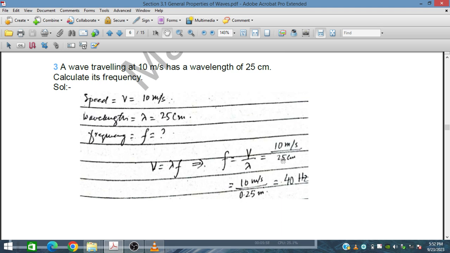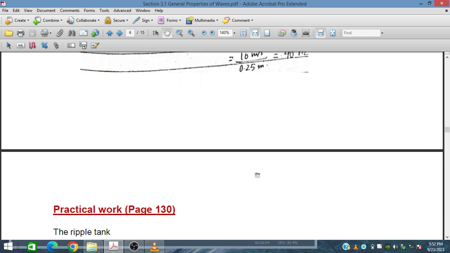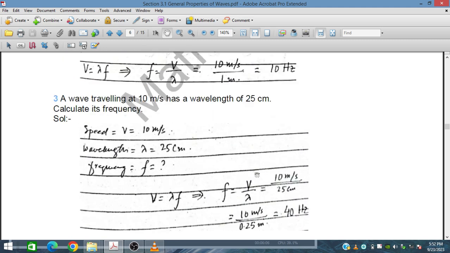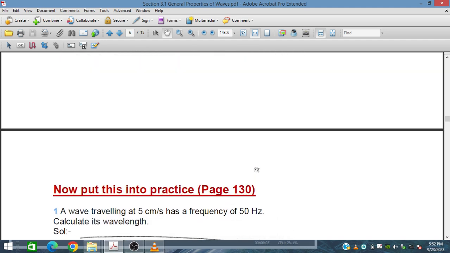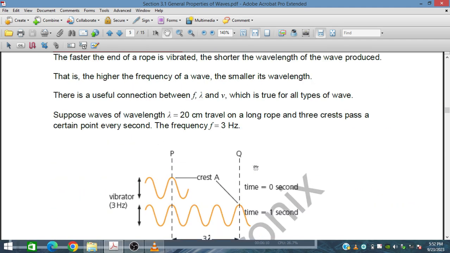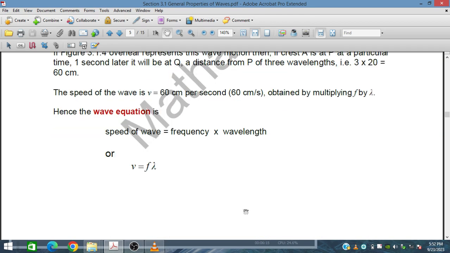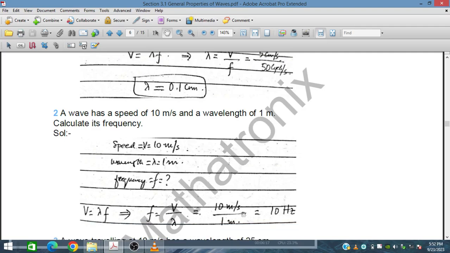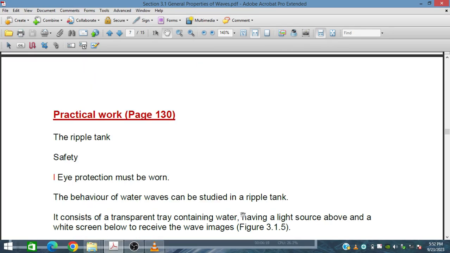So here we have to convert units. This question 3 is very important. So these are the wave equations that we have learned here. This is a very important topic, and in the next session we will discuss practical work.